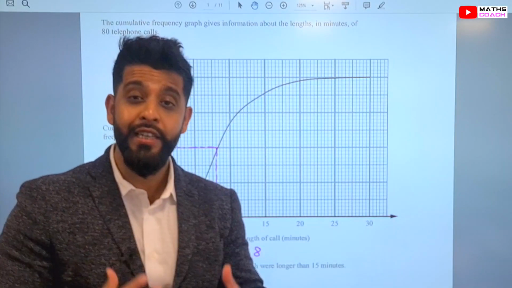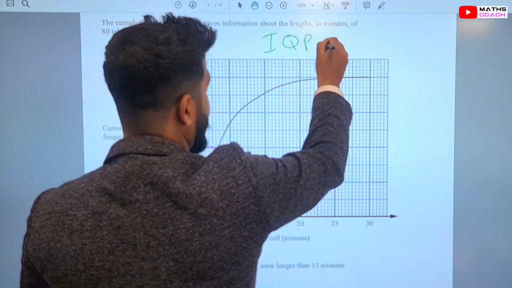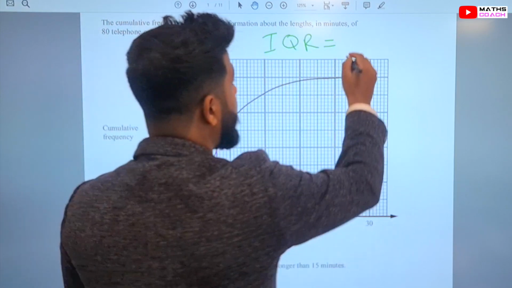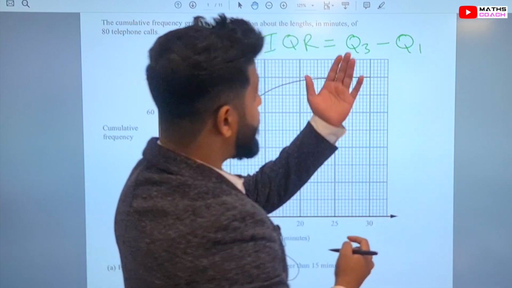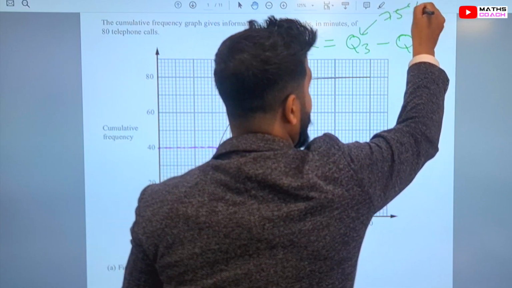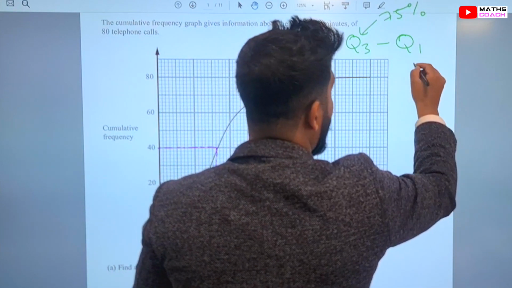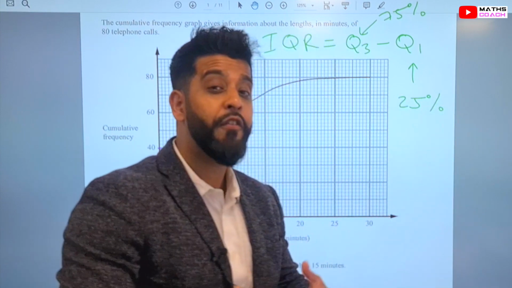Now let's find the interquartile range. Now the interquartile range, the IQR as it's known, is equal to the third quartile, take away the first quartile. And what is the third quartile? The third quartile is our 75% mark, or 3/4 mark. And our first quartile is our 25% mark, or the first quarter.